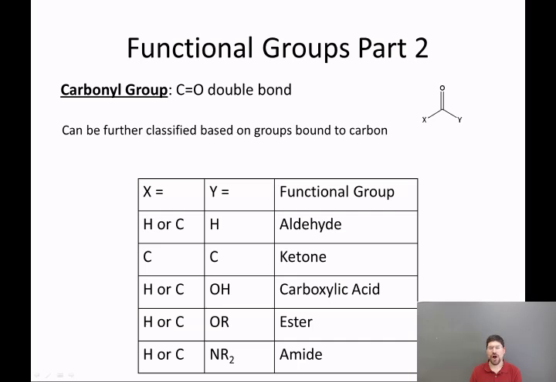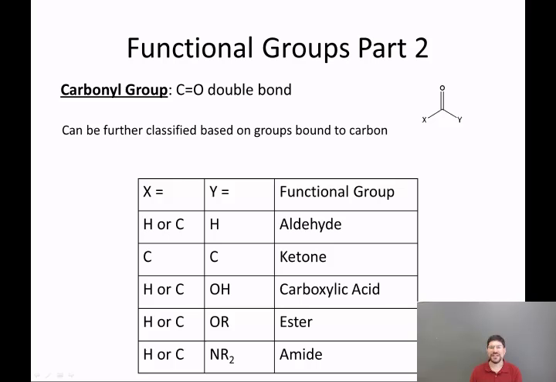Carboxylic acids are when the Y group is an OH, so that gives you the COOH functional group. And in this case, you can have a carboxylic acid with X being hydrogen or carbon. If X is hydrogen, you have formic acid, and if X is carbon, you have all of the other carboxylic acids. Esters are further derivatives of carboxylic acids, where instead of Y being OH, Y is OR. Okay, so a larger organic group on the oxygen side of the molecule.